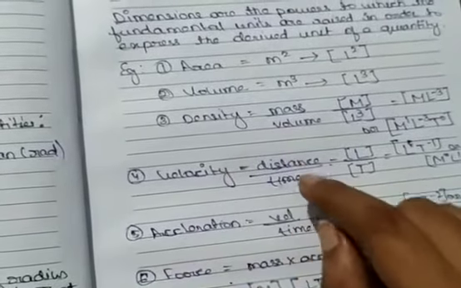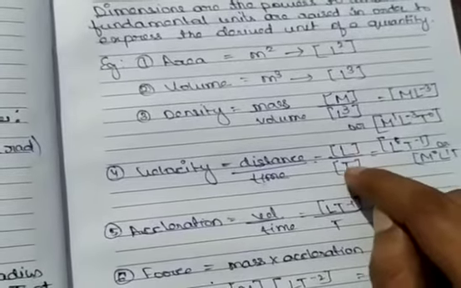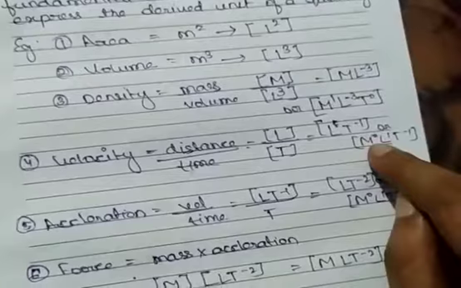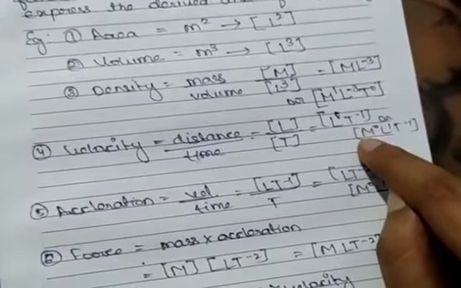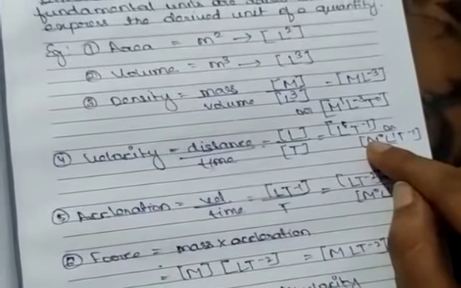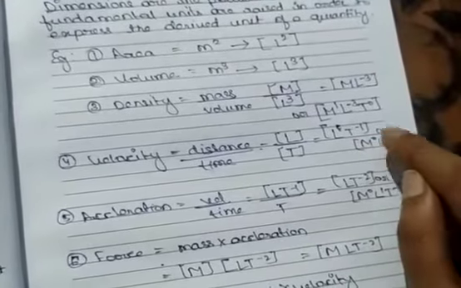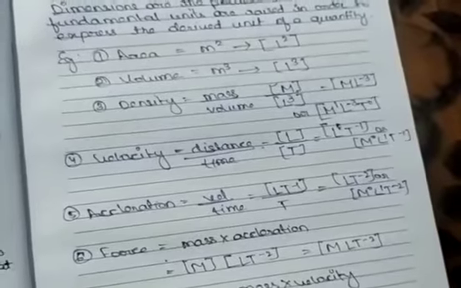Then let us talk about velocity. Velocity is equal to distance upon time. So distance is L, time is t. This t, if I take it up, t to the power minus 1. So I can also write it like this: m0, m is not there, so m to the power 0, so it will become 1. So even if we write it, there is no problem. Even if we don't write it, there is no problem. But in some books it is given like this, in other books it is given like this. So don't get confused. Both are the same thing.